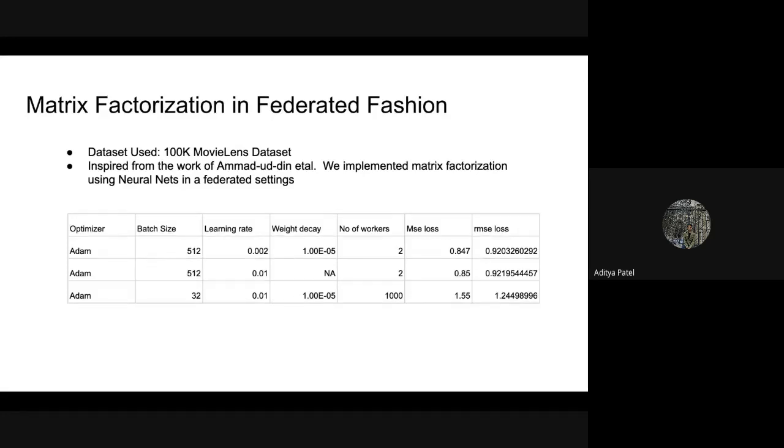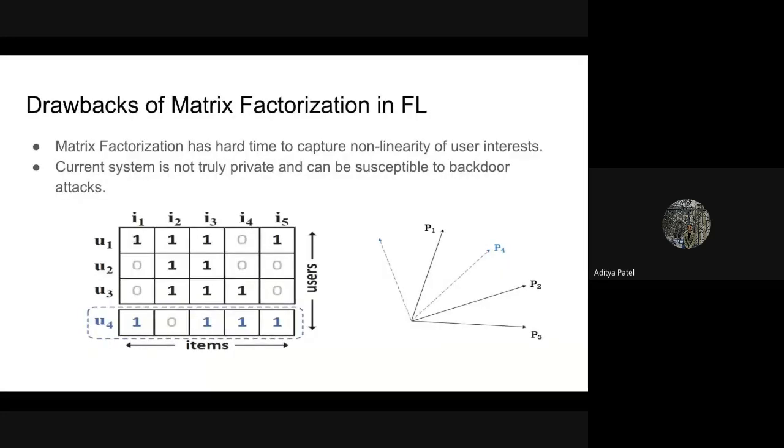But one of the big drawbacks of matrix factorization is that it's a linear solver. What I mean by that is if there is an interest which cannot be captured in the linear domain, it's very hard to map it. For example, in this case, U4 is close to both U1 and U3, but there is only one place where it can go, thus limiting how matrix factorization can help in recommendation tasks.